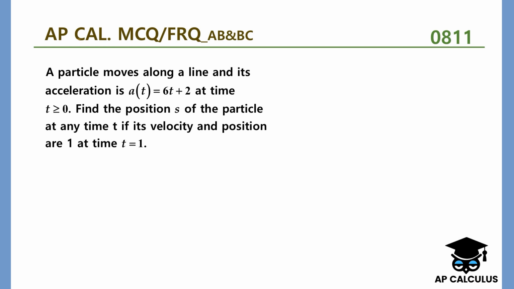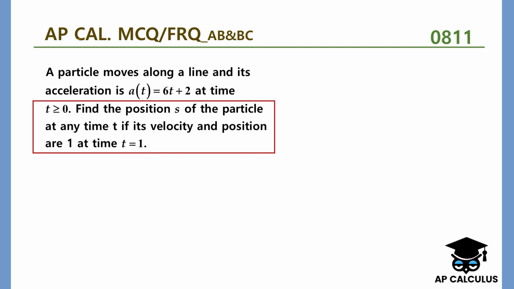Question 811. A particle moves along a line and its acceleration is 6t plus 2 at time t is greater than or equal to 0. Find the position s of the particle at any time t if its velocity and position are 1 at time t is equal to 1.